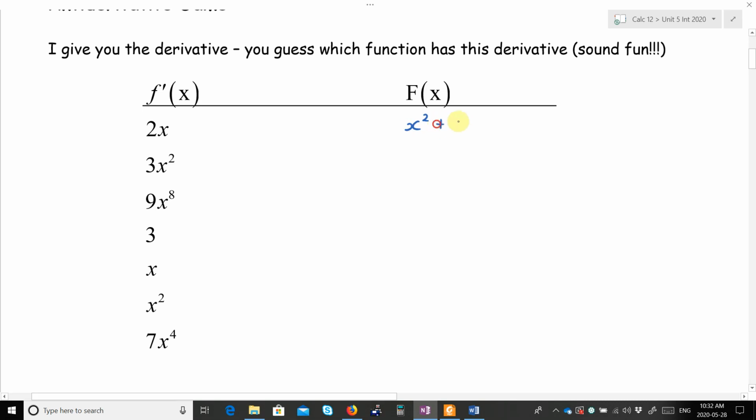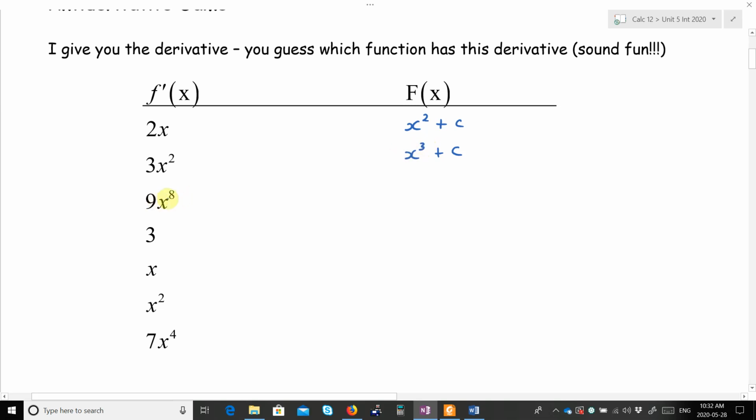Okay, plus any constant though, right guys? Because the derivative of a constant is 0. So the derivative of x squared is 2x, and the derivative of any plus c would just be 0. So that's the type of function that would give us a derivative of 2x. Okay, if the derivative was 3x squared, that comes from x cubed plus any constant. Right, the derivative of x cubed would be 3x squared.